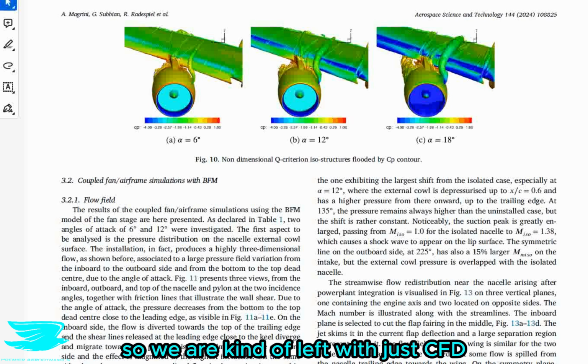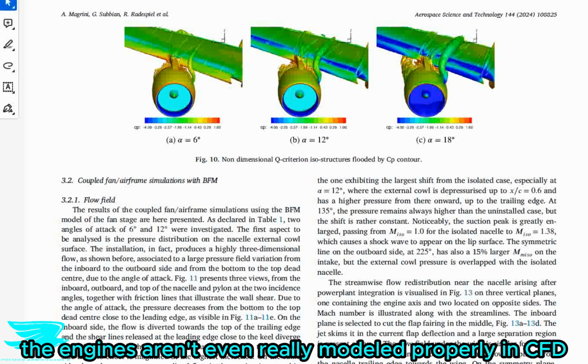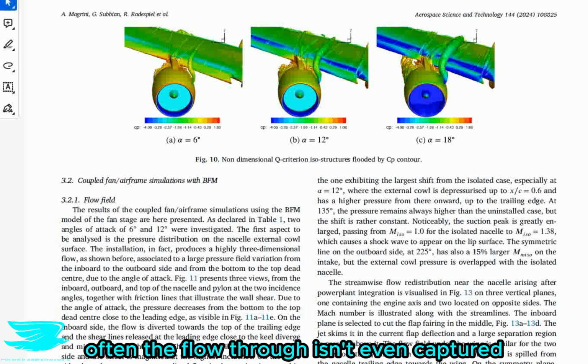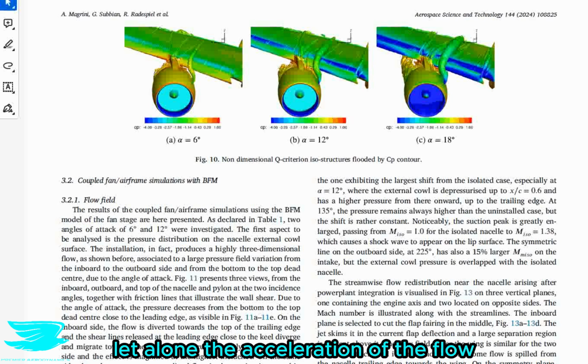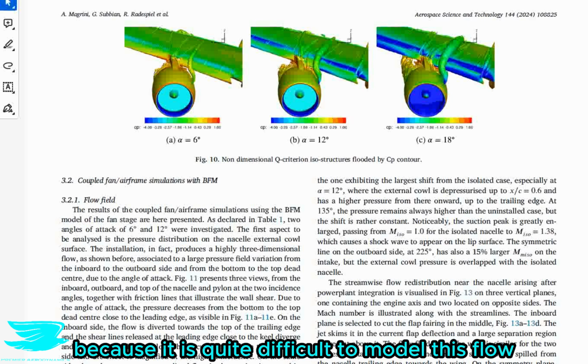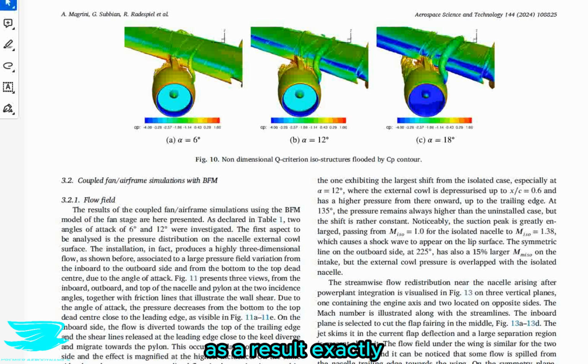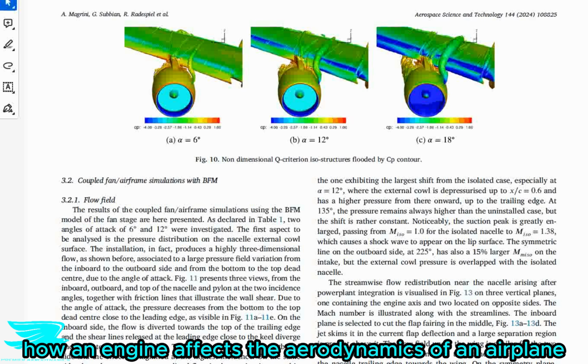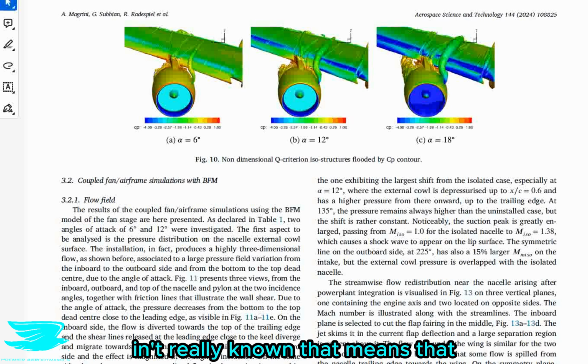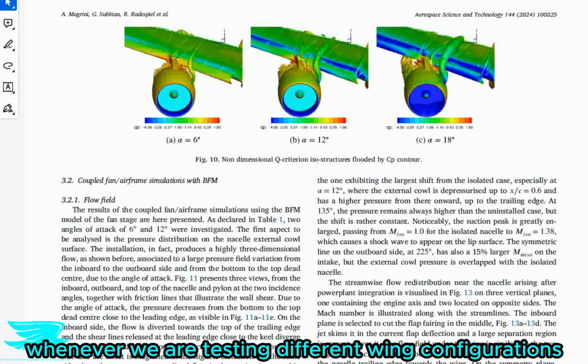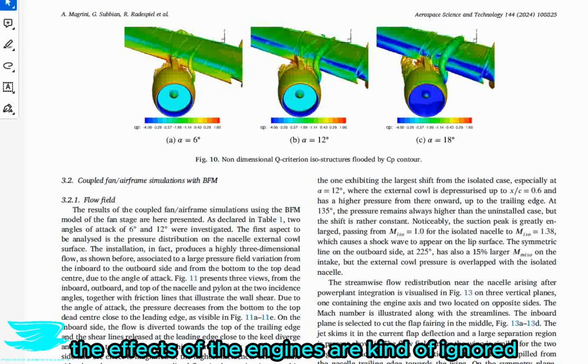So we're kind of left with just CFD, and surprisingly, most of the time the engines aren't even really modeled properly in CFD. Often the flow through isn't even captured, let alone the acceleration of the flow and pushing it out the back. And the reason for this is because it is quite difficult to model this flow. As a result, exactly how an engine affects the aerodynamics of an airplane isn't really known. That means that whenever we are testing different wing configurations, the effects of the engines are kind of ignored.